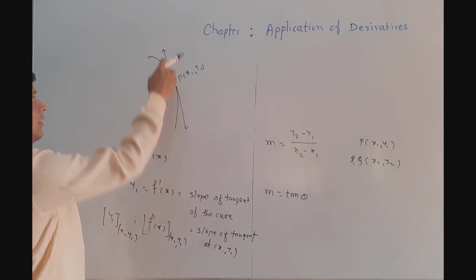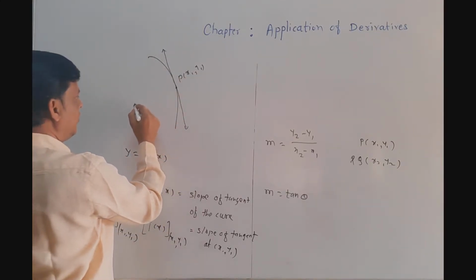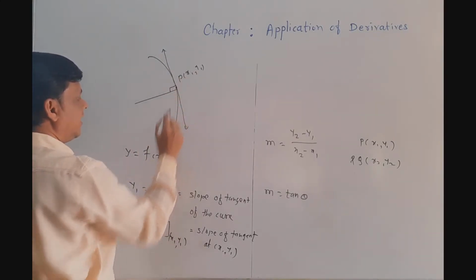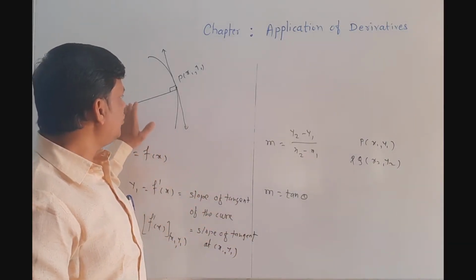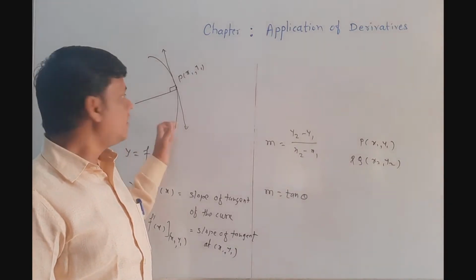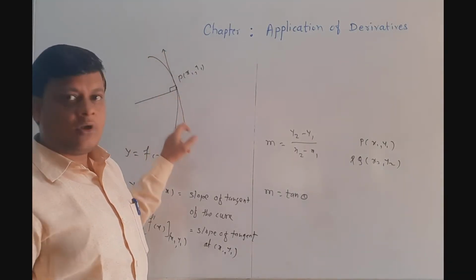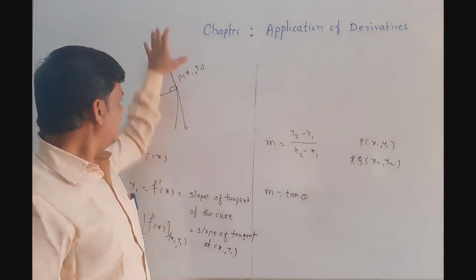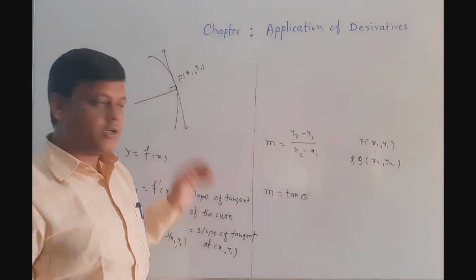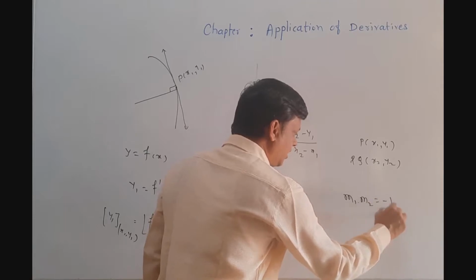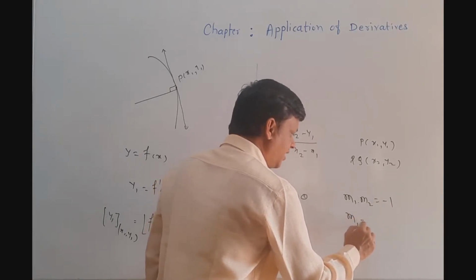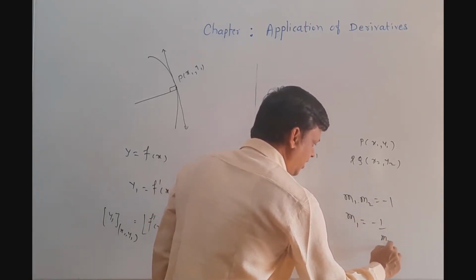Now the normal is perpendicular to this tangent, and we know that when two lines are perpendicular to each other, then the slope of one line is the reciprocal of the other line's slope, and which is negative. That means here we know the relation m1 into m2 is equal to minus 1. So we write m1 is equal to minus 1 upon m2.